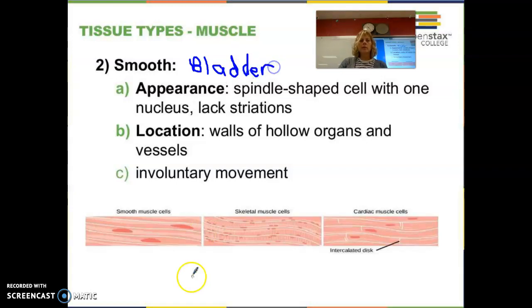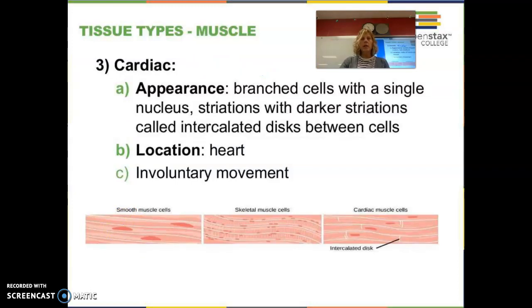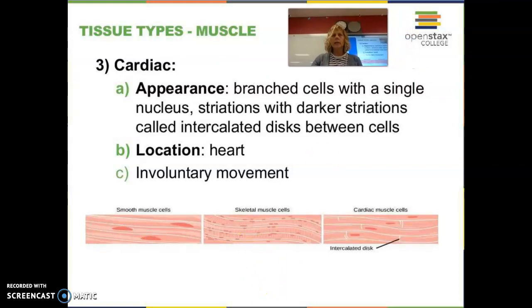It's smooth because, compared to the other two, it just looks a little bit smoother. So again, the name kind of explains what that structure looks like. I think if you can remember that, it should be easy to remember. And then cardiac muscle, our heart is very powerful, and it obviously has a really important job.